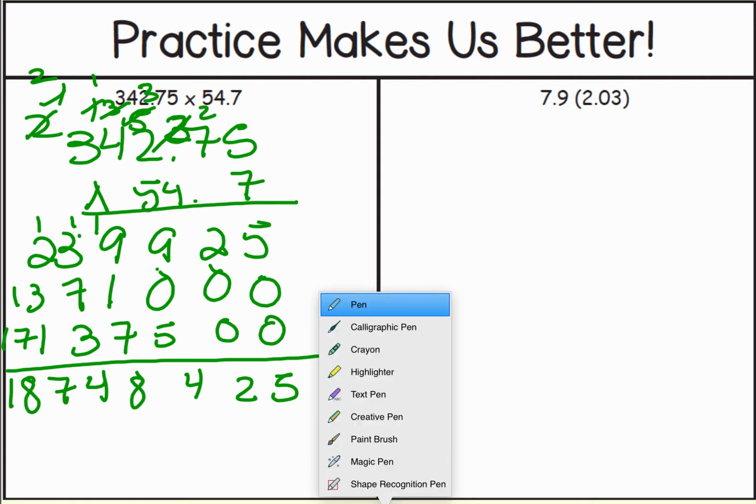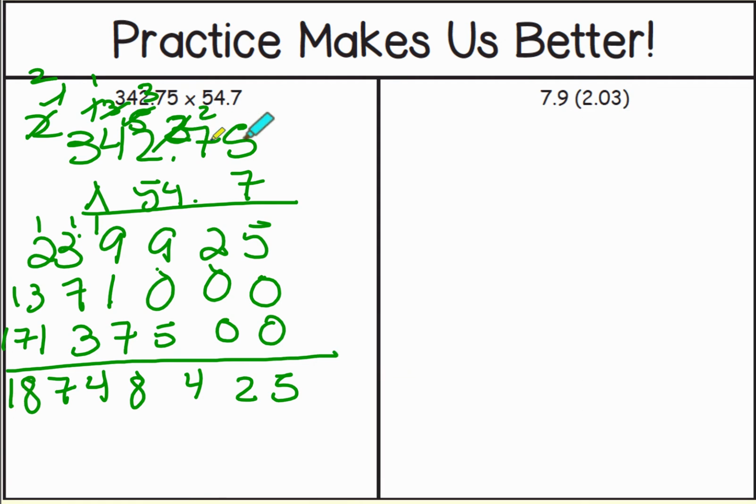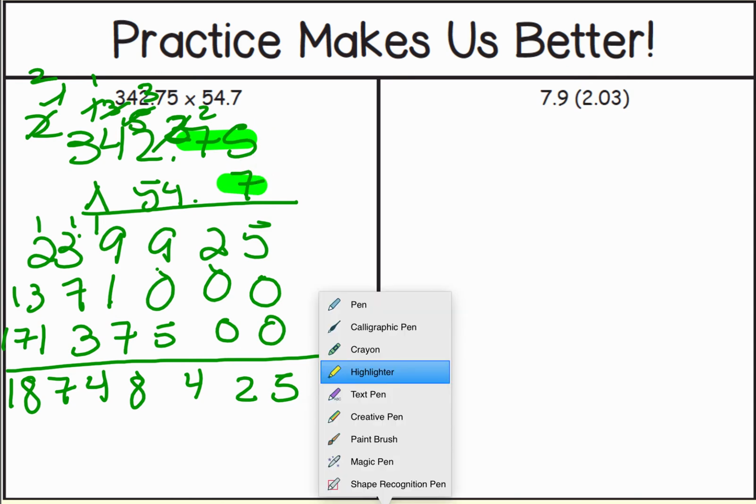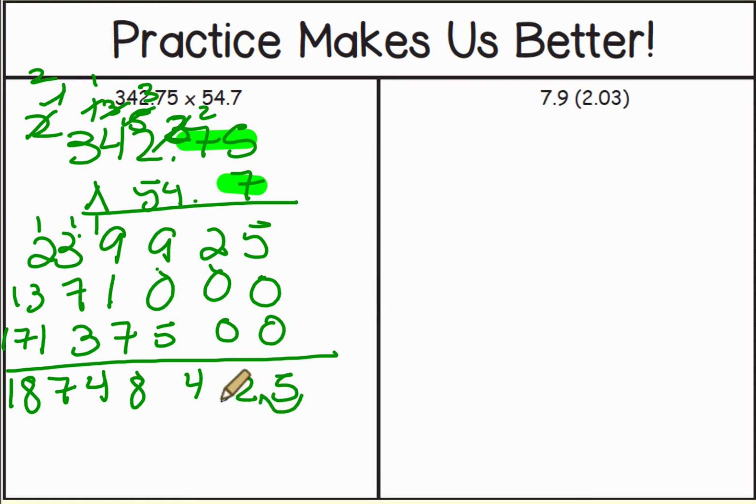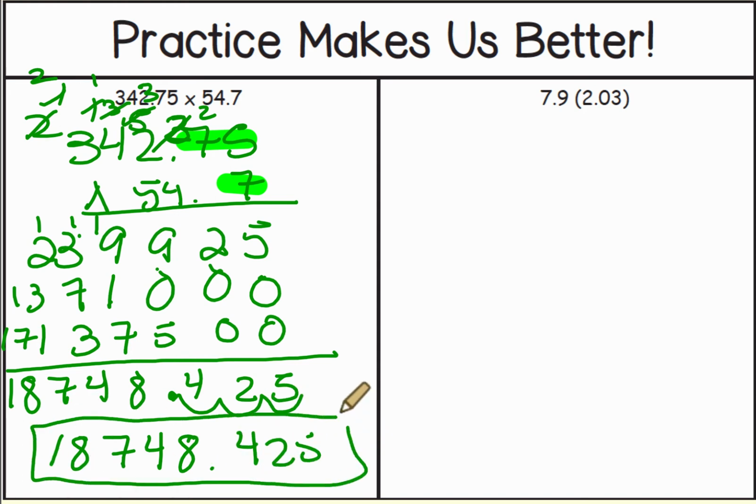Next, remember, we count our digits to the right of the decimal point. So 1, 2, 3. And then I start on the right of our product and I go left. 1, 2, 3. So my product is 18,748 and 425 thousandths.